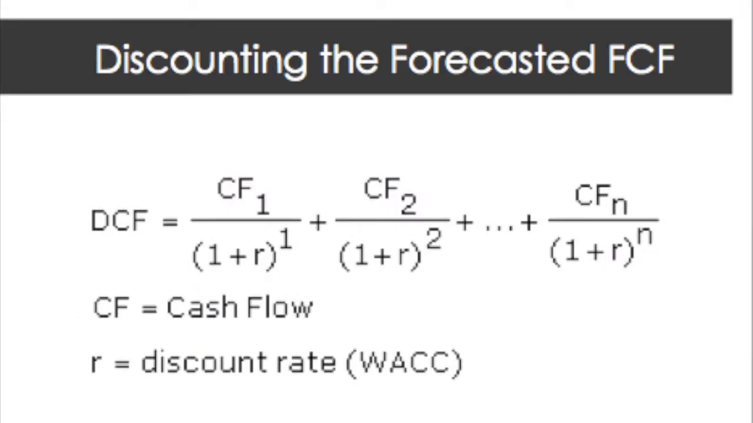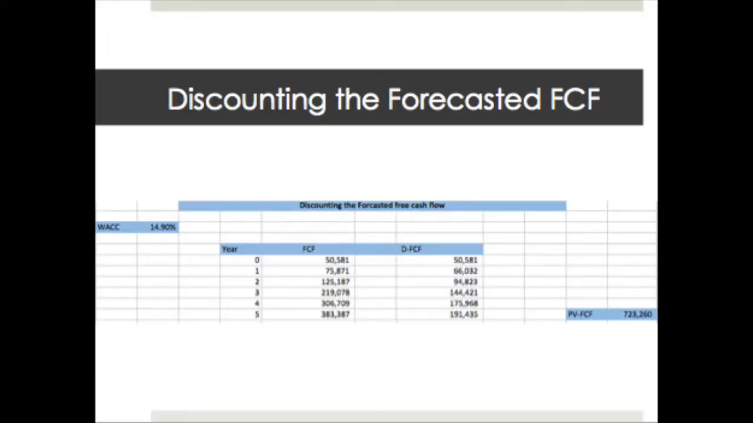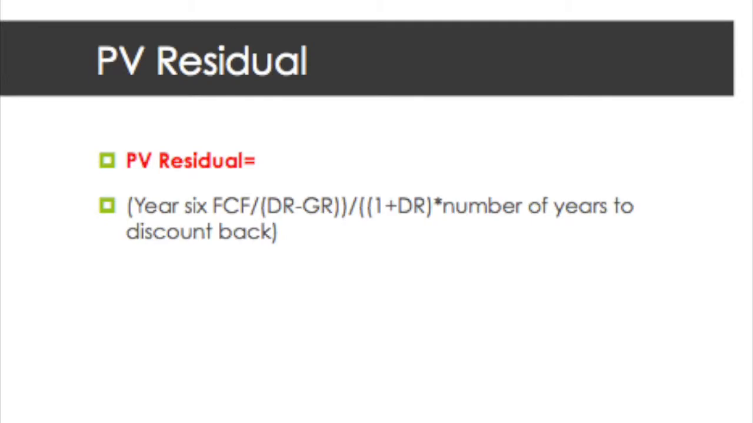Following, we will calculate the discounted cash flow by adding the cash flow for each year over 1 plus the discount rate to the power of the year, and adding all the 5 years together, we will end up with the present value of free cash flow, 723,260 Egyptian pounds.